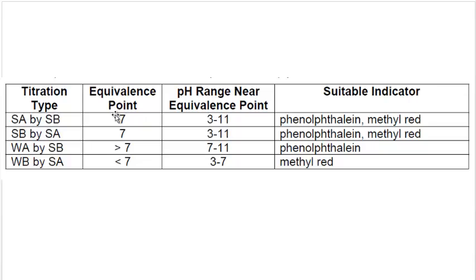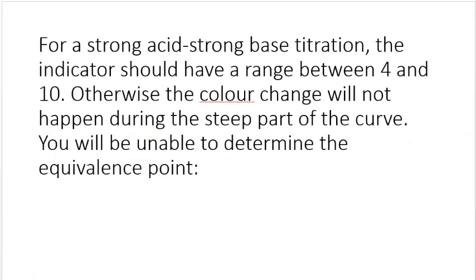When we use a strong acid with a strong base, the suitable indicator is phenolphthalein or methyl red, and the same in strong base and strong acid. If we have a weak acid by strong base, we can use phenolphthalein. Using weak base and strong acid, we can take methyl orange.